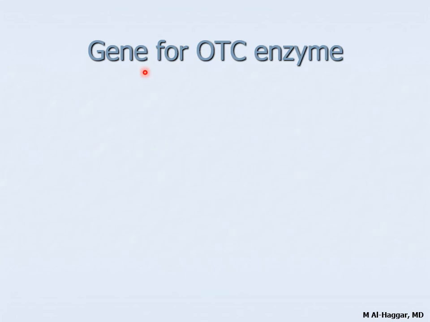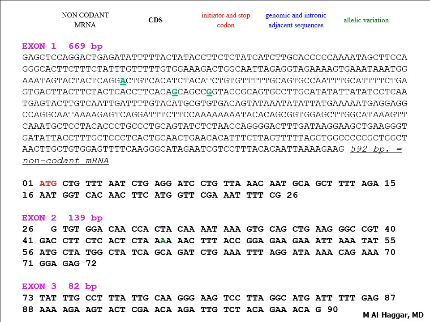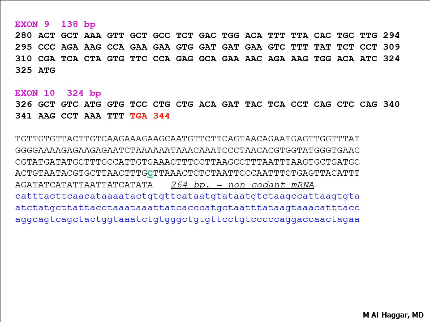An example of gene structure is OTC. This is a gene for a protein, the enzyme ornithine transcarbamylase, which is present in the urea cycle of the liver. This gene is composed of these exons. Exon 1 is composed of 669 bases, and exon 2 of 139, etc. We have 10 exons, and these 10 exons constitute these statistics.